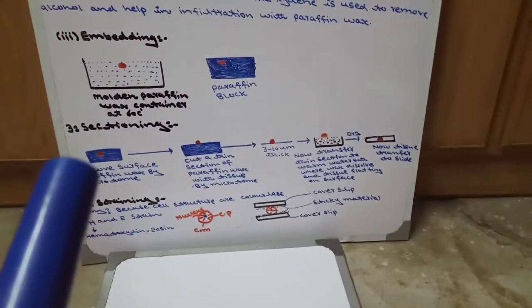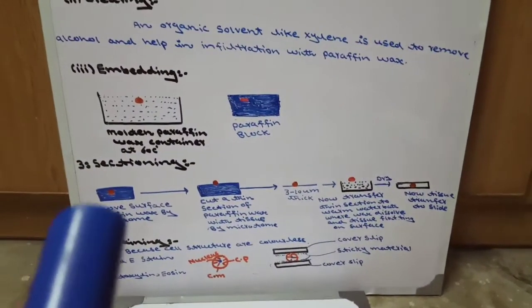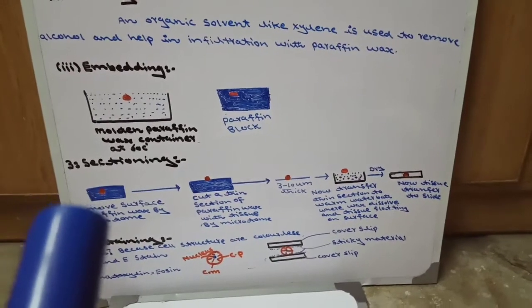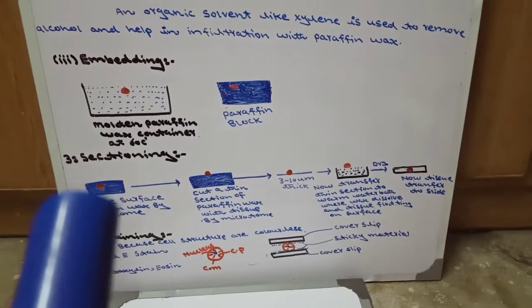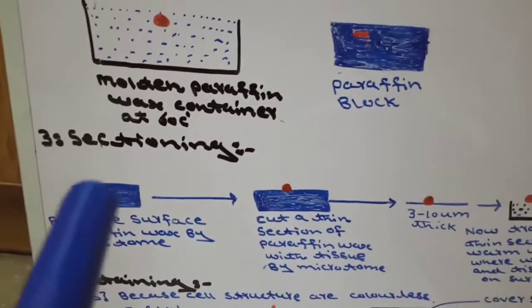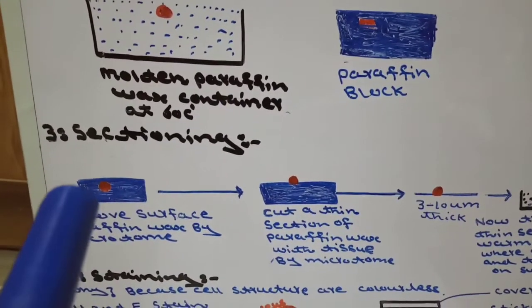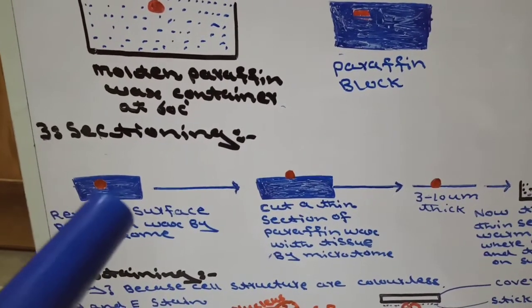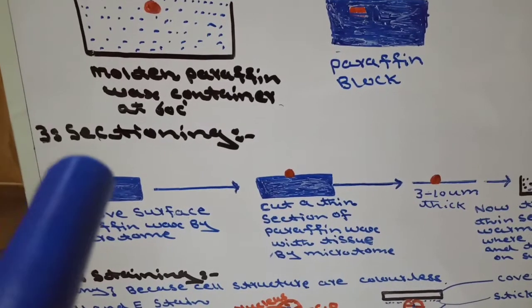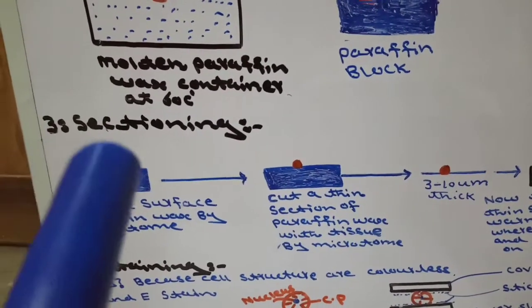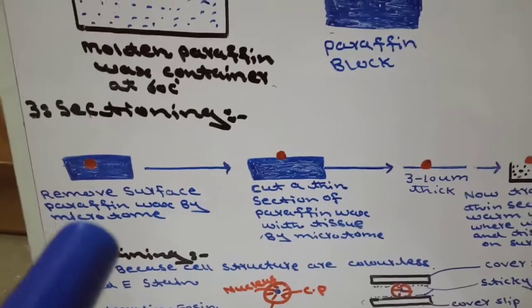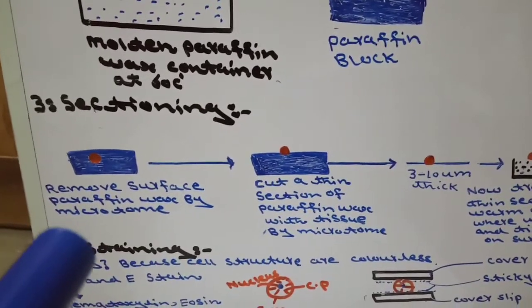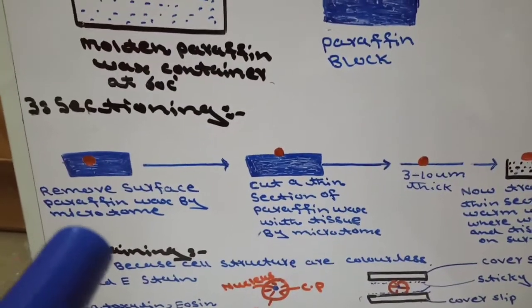In sectioning, first we remove the surface paraffin wax from the paraffin block to expose the tissue. Like this is a paraffin box, a cubical block, and above this tissue the paraffin wax is removed in sectioning. We remove the surface paraffin wax by a machine called a microtome.